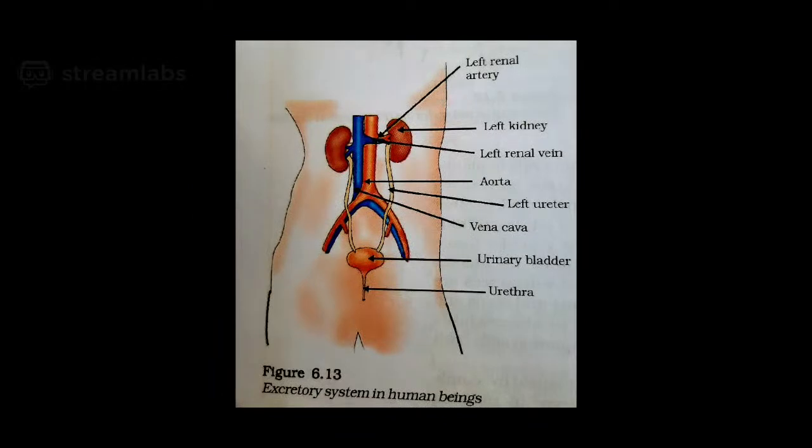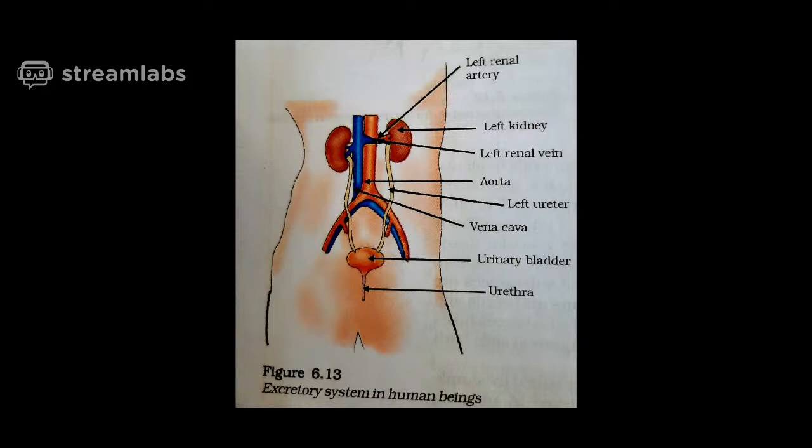And after transportation and nutrition, obviously the next process is excretion. Now how does excretion take place? In human beings, it is by the pair of kidneys. Removal of nitrogenous waste. How is the removal of nitrogenous waste carried out in the human body? By formation of urine.